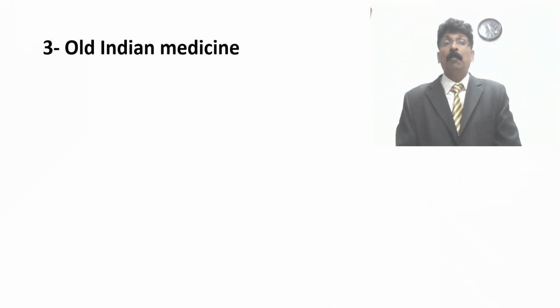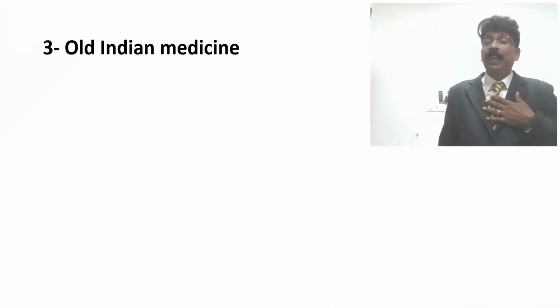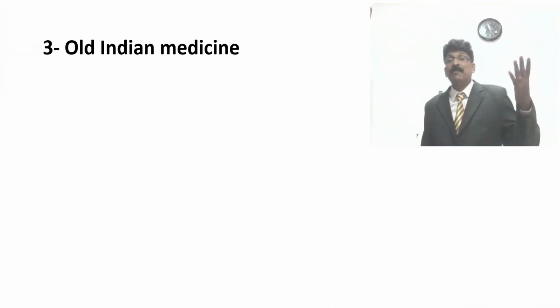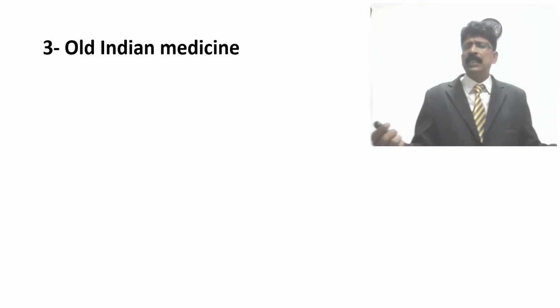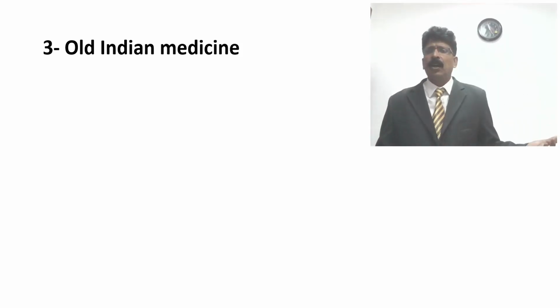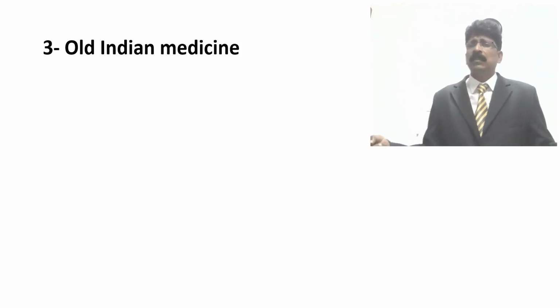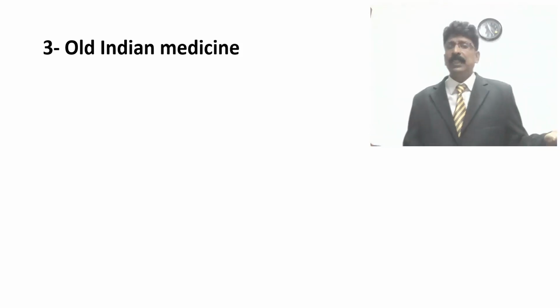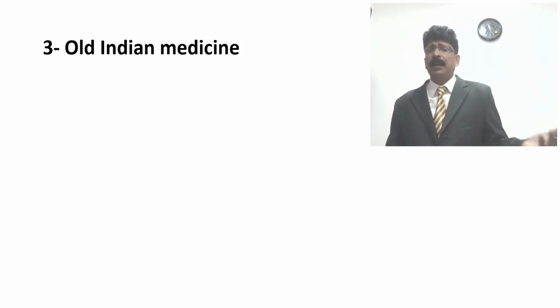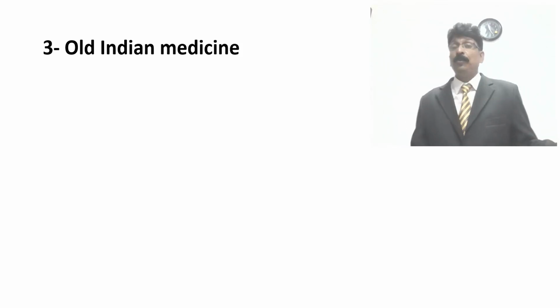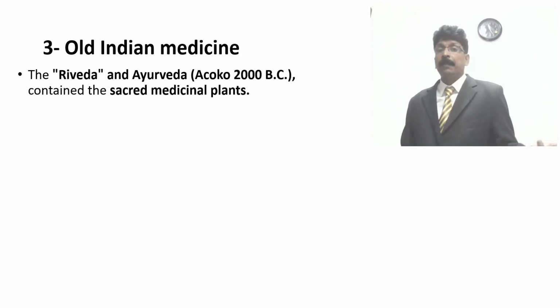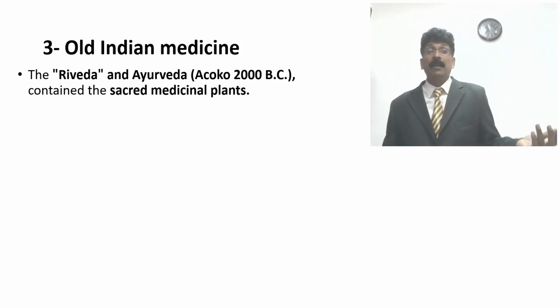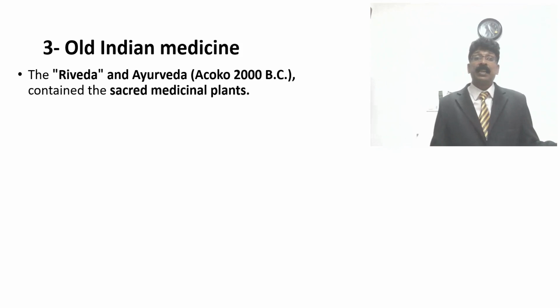And number 3 is our old Indian medicine. Indian medicine means everybody will come to know about Ayurveda. That originated from Kerala, and it is more than 3000 years before Christ. 2000 years back it was practiced in Rig Veda, Ayurveda, and even Siddha and Unani; these all come from India. And the Indian Rig Veda, Ayurveda, 2000 years BC contain a scant medicine of plants.